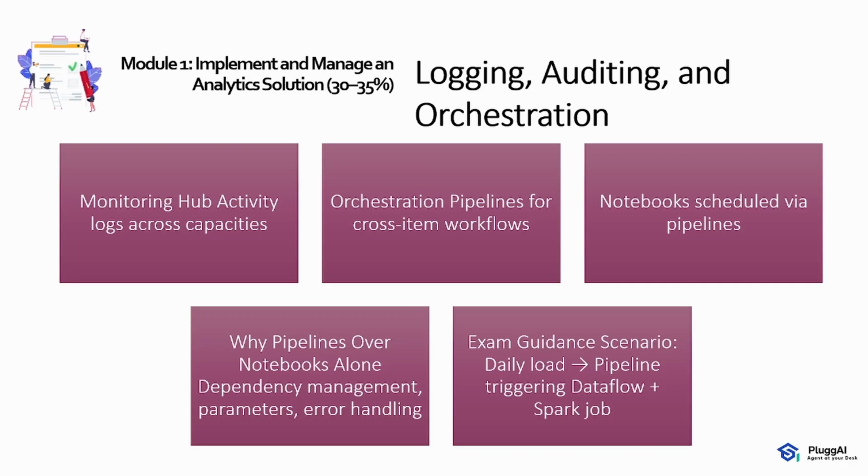Orchestration means coordinating across items. Sure, you can schedule a notebook, but pipelines are better. Trigger a Dataflow Gen 2, then a Spark job, then load to warehouse with dependencies and parameters. Error handling, retries, conditional paths, all native.